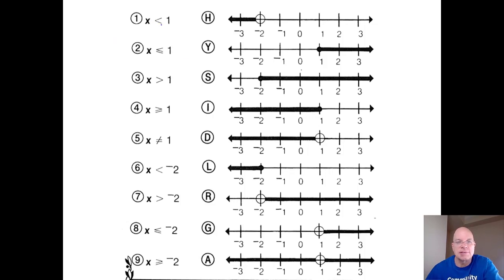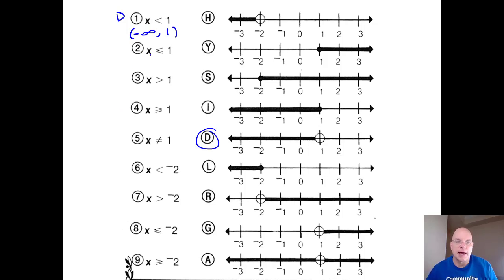Okay, if x is less than 1, x is all the values to the left of 1, but does not include 1. So if I look at positive 1, I'm looking for an open circle and an arrow to the left. And so D is the correct match for this inequality. If I focus on D now, the solution set starts at negative infinity, goes all the way to positive 1, and then should I put parentheses or brackets for positive 1? Well, 1 is not included, so that's parentheses. Infinity and negative infinity always get parentheses.